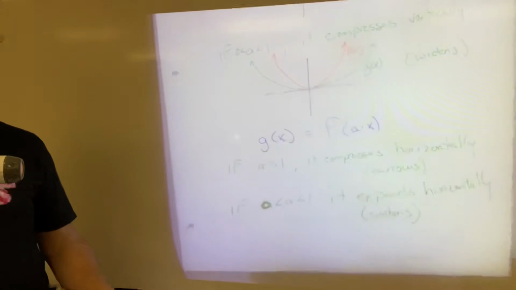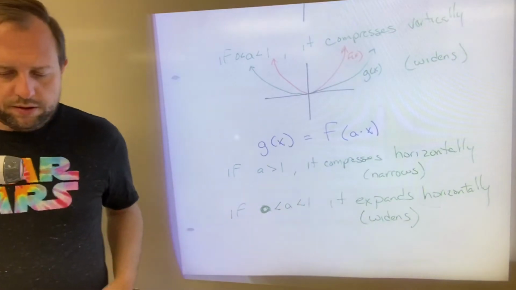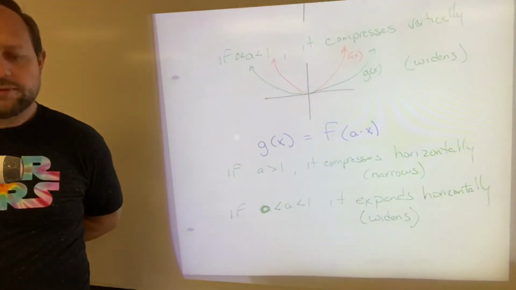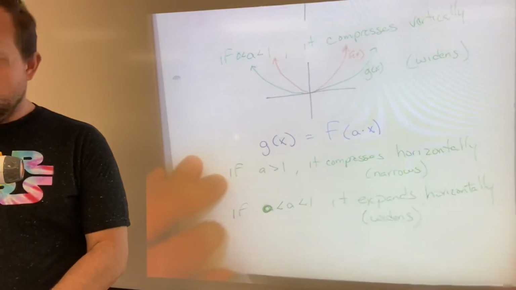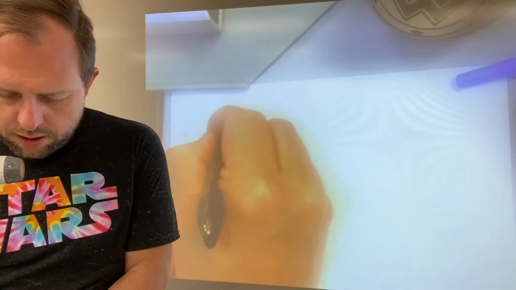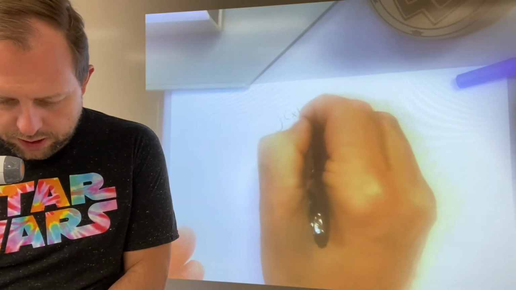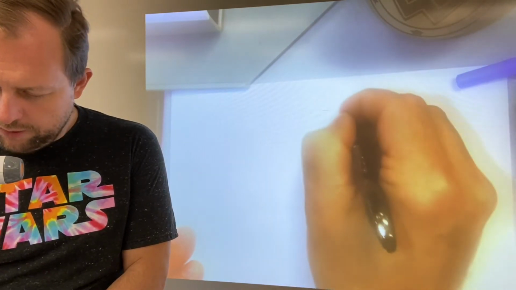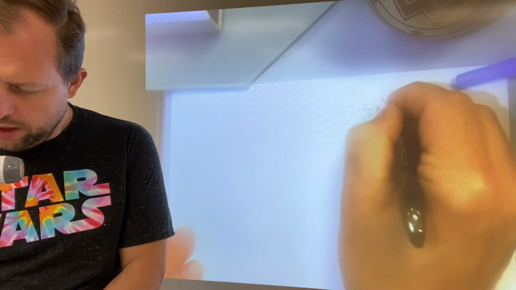Okay. And we're going to look at a few. Okay. Graph g of x equals a negative 0.2 of x quantity squared.